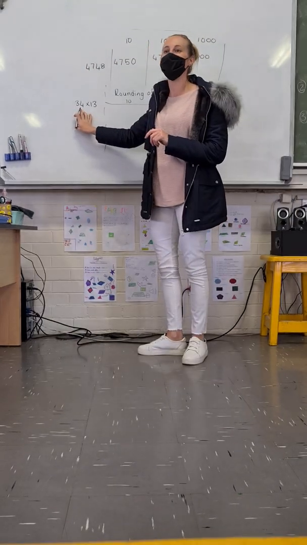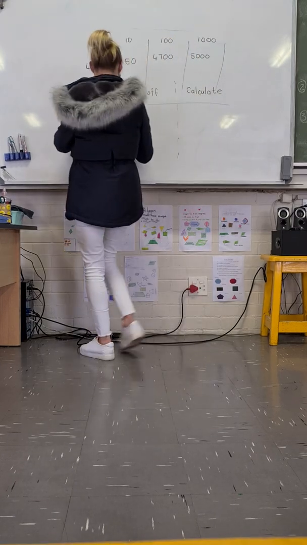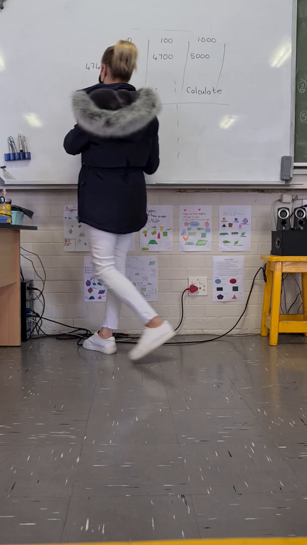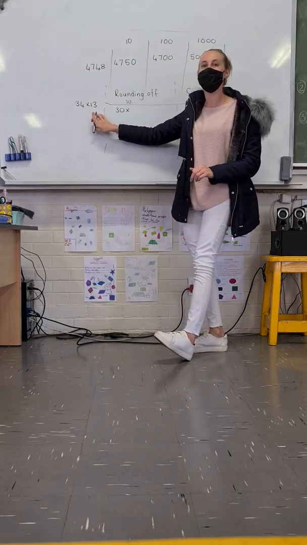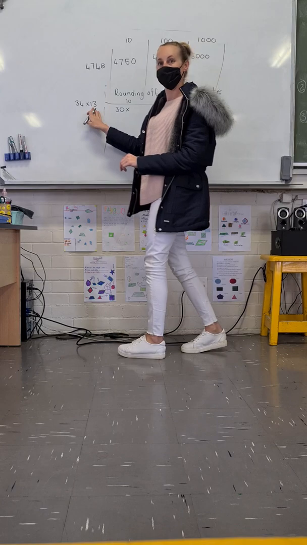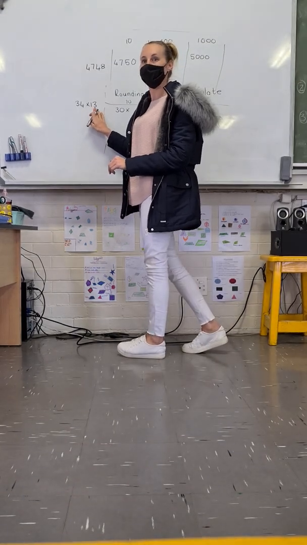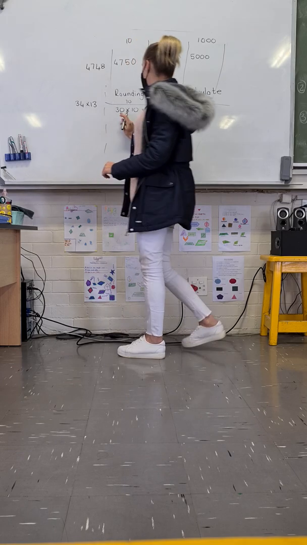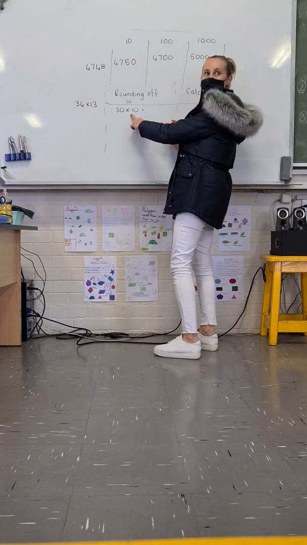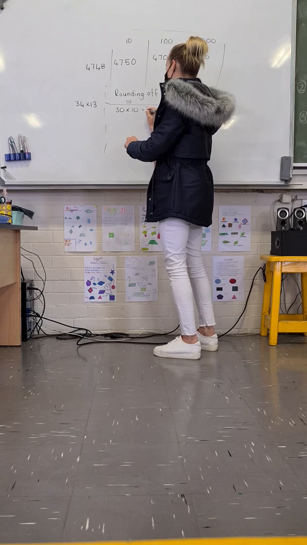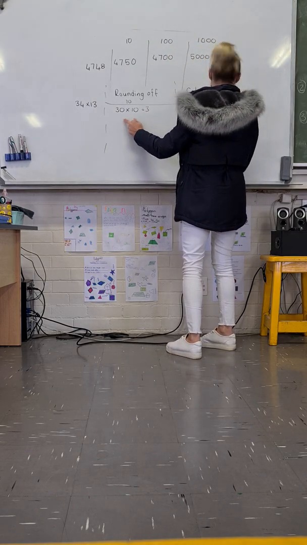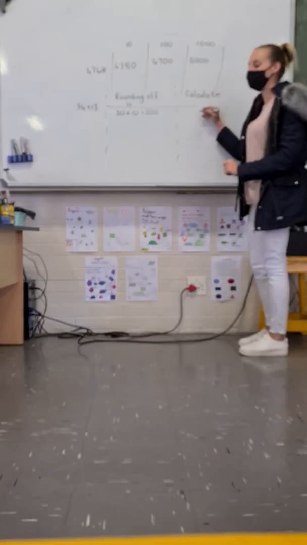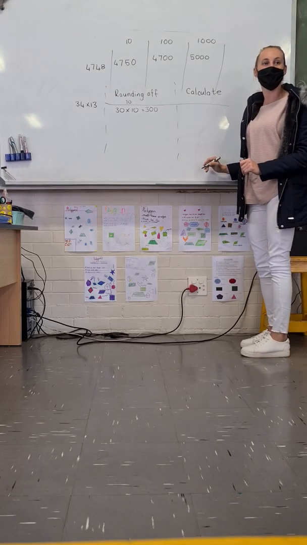What is 34 rounded off, Tristy? 30. And what is 13 rounded off to the nearest 10? 10. Okay. 3 times 1 is? 3. How many zeros do I add? 2. Okay. Then on this side, you're going to actually calculate it the way we've been doing it every day.